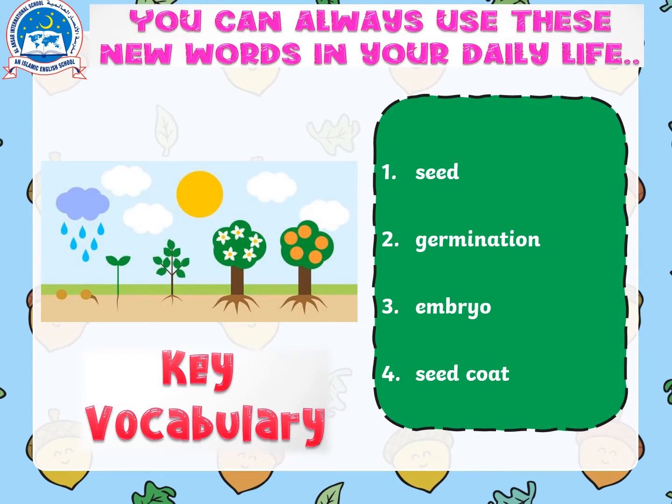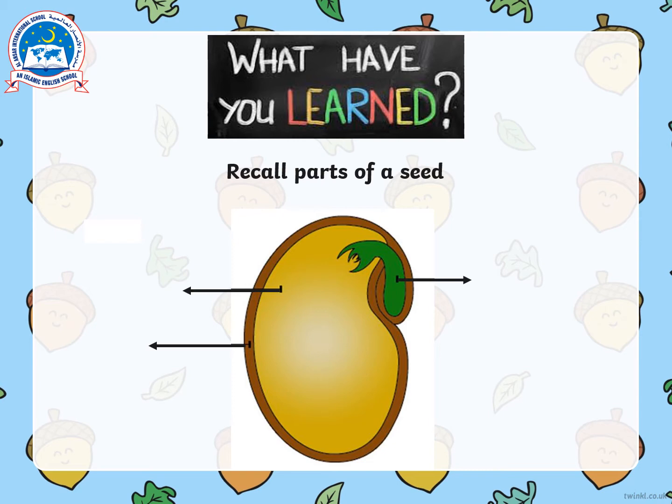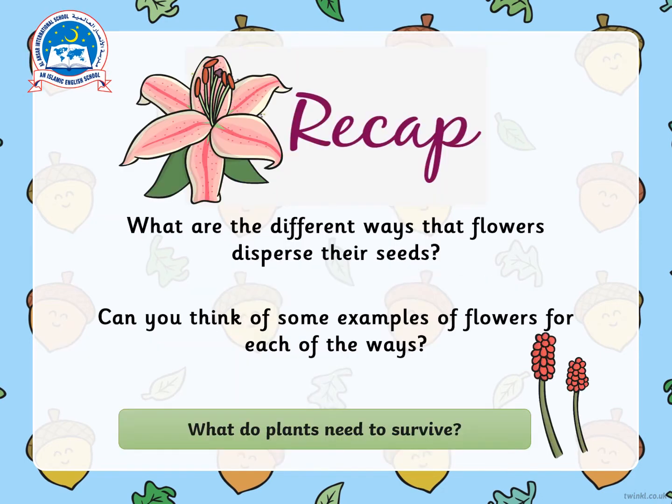Here we go. These are your keywords. Number 1, seed. Number 2, germination. Number 3, embryo. And number 4, seed coat. Let's recall what the parts of the seed are. Here we have endosperm, that is the yellow part inside the seed. The brown line that you can see is the seed coat, which protects the endosperm. And then here we have the teeny plant that grows inside the seed, the embryo.